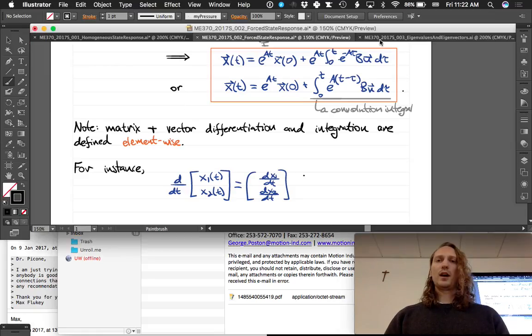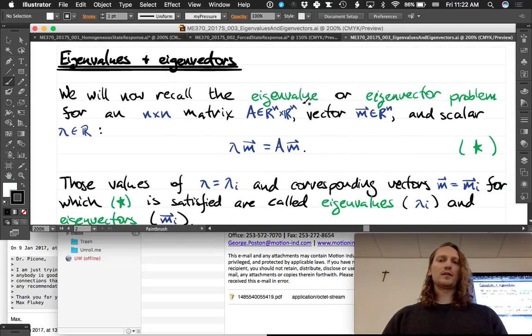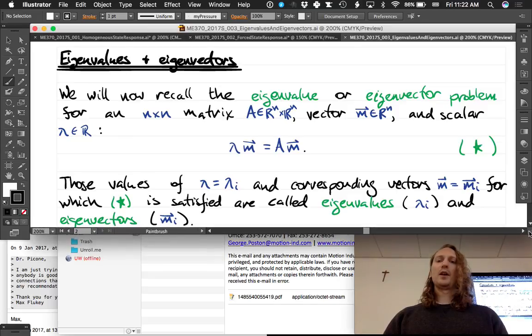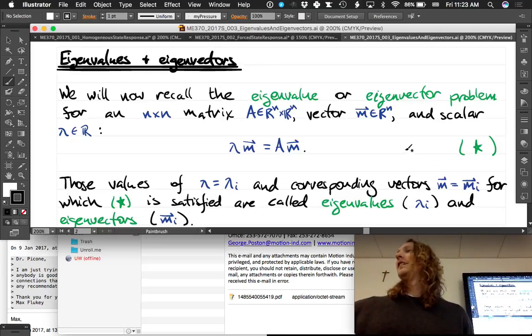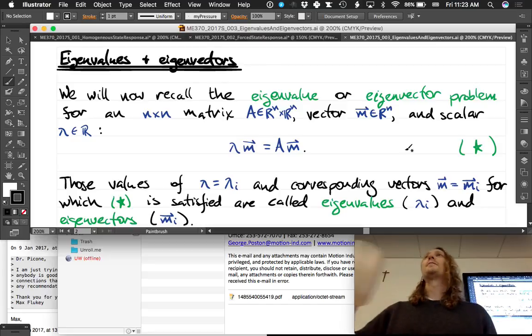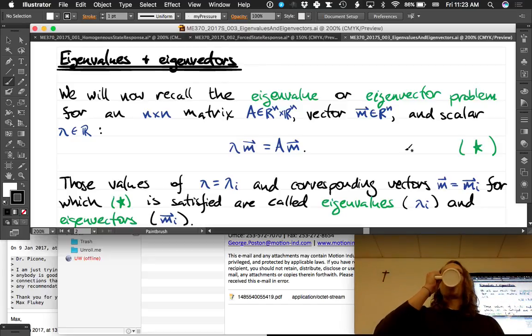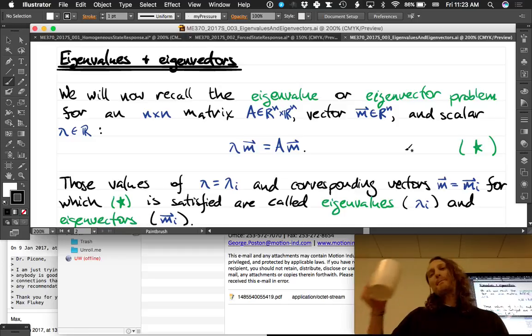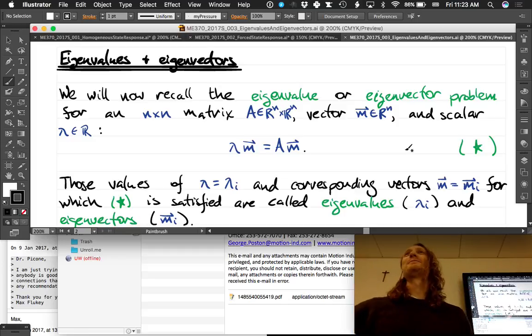So, eigenvalues and eigenvectors. Now, many of you are in linear algebra right now, and you haven't gotten this far. No. However, I brought tea. So we're going to get through it together.